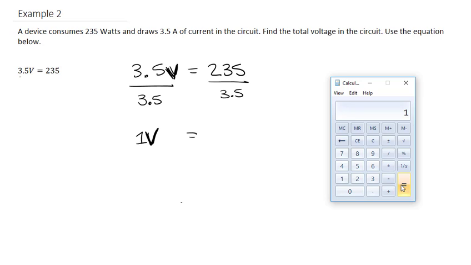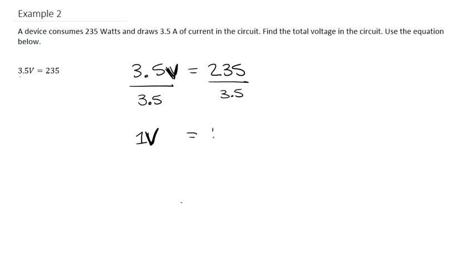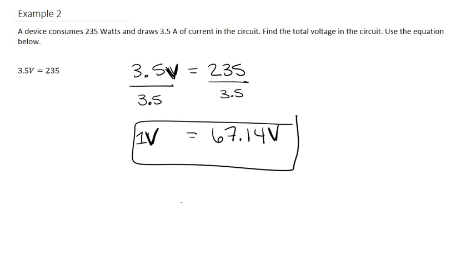Now, on the right-hand side, we have 235 divided by 3.5, which is equal to 67.14. Because we're going to round to our hundredths spot. And then this is in volts, so we write just a big V. And this would be our solution.